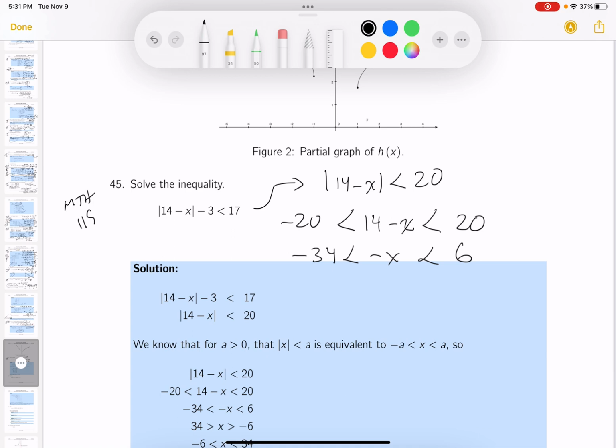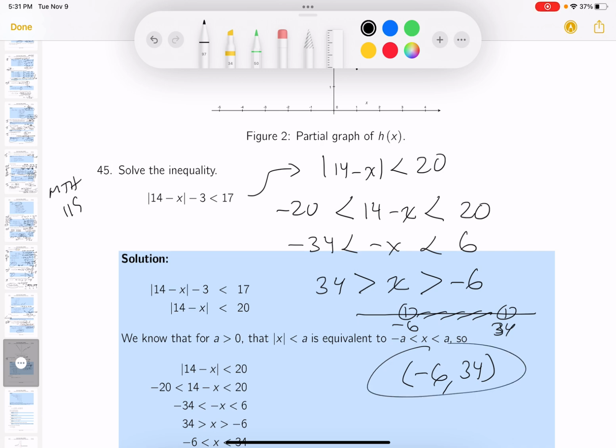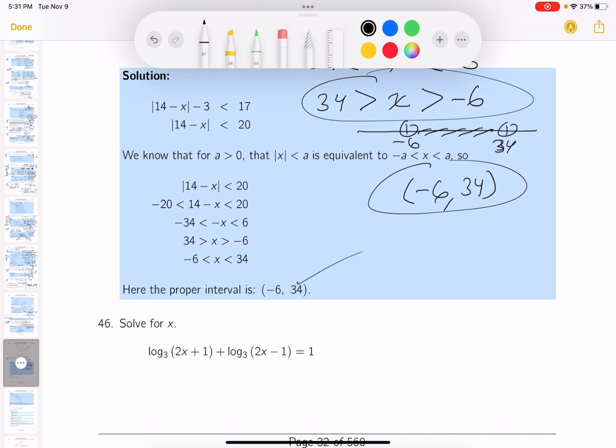I'm going to multiply all 3 sides by minus 1. What do you get? 34. The direction of the inequality changes, and minus 6. I'm going to put down the intervals now. It goes from minus 6 up to 34, and the x is between those. So the interval is going to go from minus 6 to 34. If you just want to write down the inequality, this is fine over here. Let's take a look, and I see the answer.